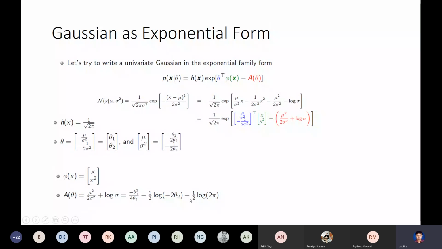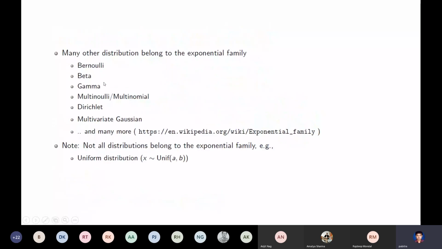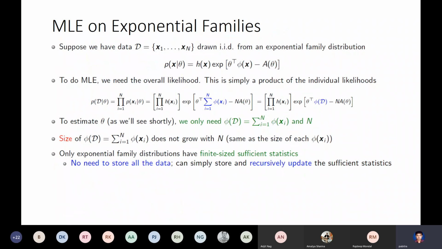All right. There are many other distributions which belong to this family: Bernoulli, beta, all of these are exponential. So all the distributions we have studied so far are actually exponential distributions. Uniform is not an exponential distribution. If we do all this, you can easily show that if your prior is an exponential family and your likelihood is an exponential family, they are conjugate. The posterior is also an exponential family. So all members of the exponential family are conjugate to each other. There is a closure.